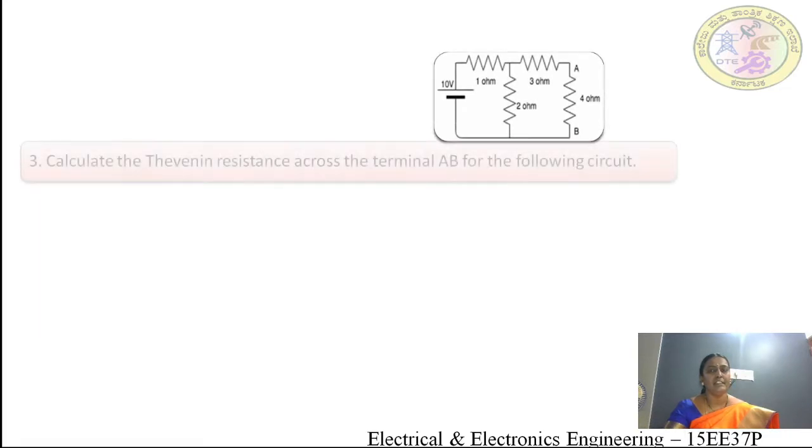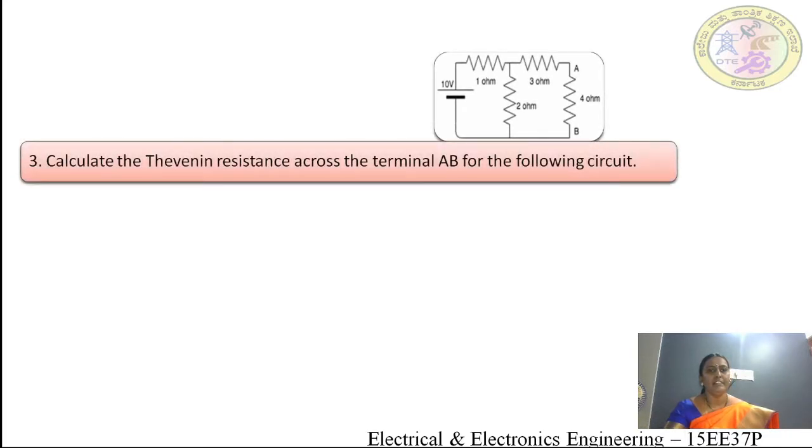Next, consider a circuit. In this circuit, we have to calculate Thevenin's resistance. In order to calculate Thevenin's resistance, we have to short circuit the terminal. After short circuit, we have to remove this 4 ohm. After removing the 4 ohm, we have to look from this point, from AB, and we have to short circuit the terminal of the 10 volts.